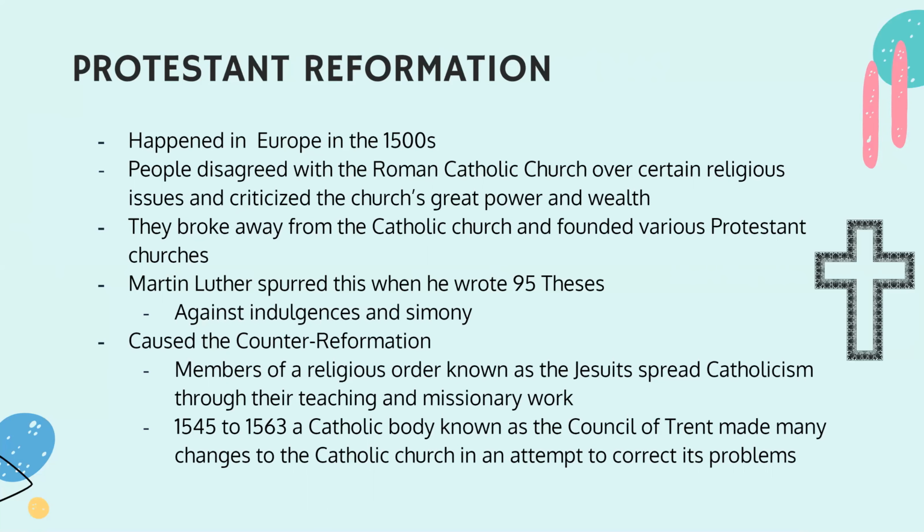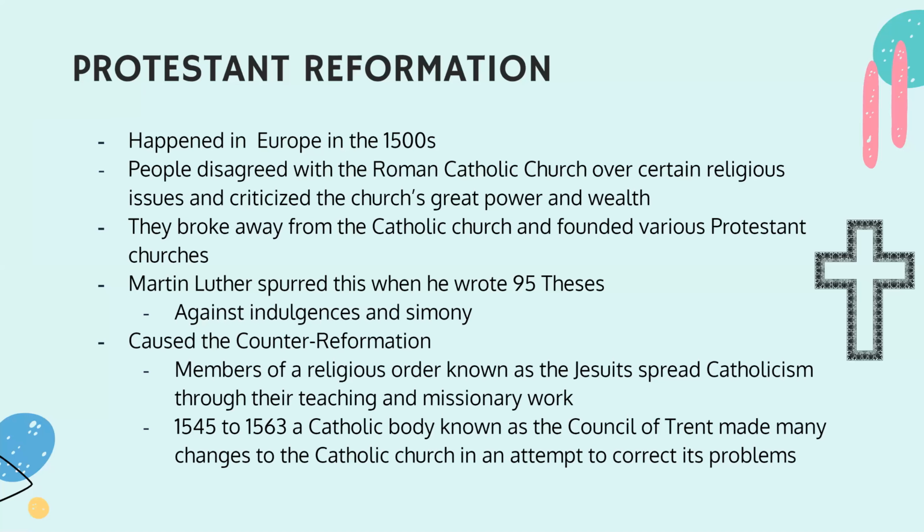So Martin Luther spoke out against indulgences and simony. Indulgences were where the Roman Catholic Church would let you buy forgiveness for your sins, and Martin Luther was like, this isn't right. You can't buy your sins. You have to follow God and his will, and if you do the right things, then you can be forgiven. He was also very against the action of simony. Simony was where the Roman Catholic Church would allow people to buy positions of power in the church for money.